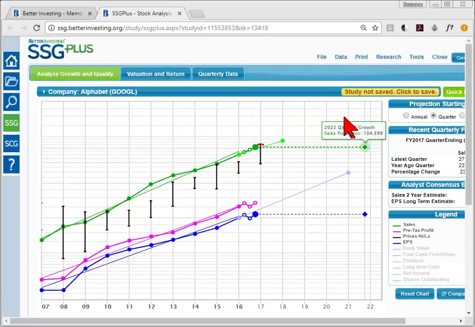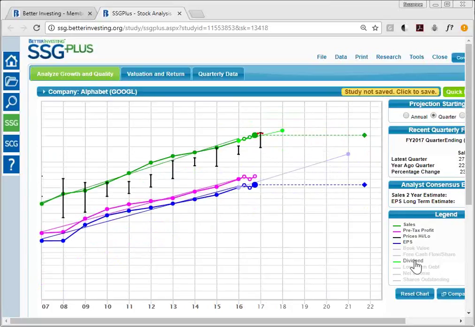Now, some other things that are going on here, if there's more data here in the legend that we can turn on. For example, you might not be able to see it until I turn it on, but this little guy that I'm pointing to says dividend. And if I turn that on, I don't actually see a line come on the screen. And we'll see later that Google or Alphabet does not pay a dividend. I can turn that off.